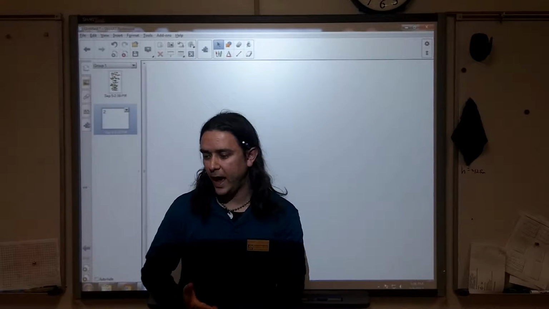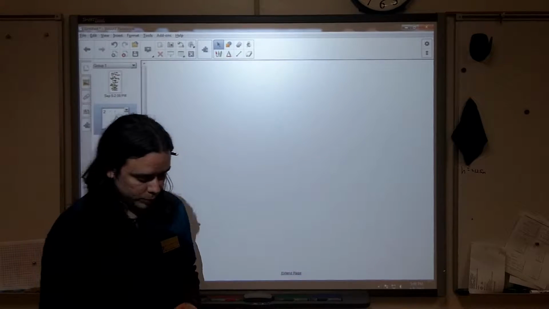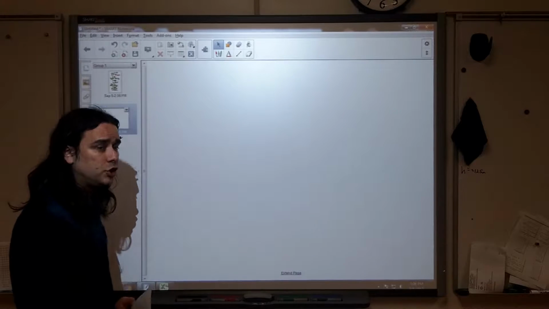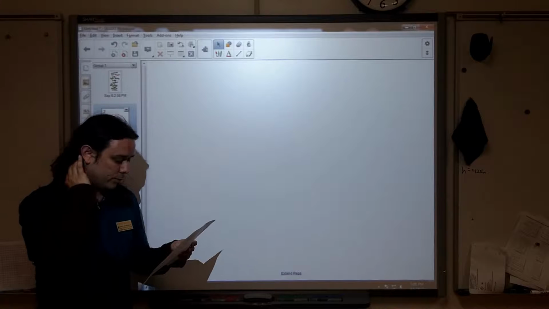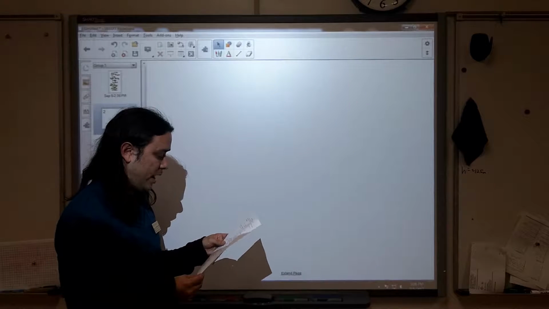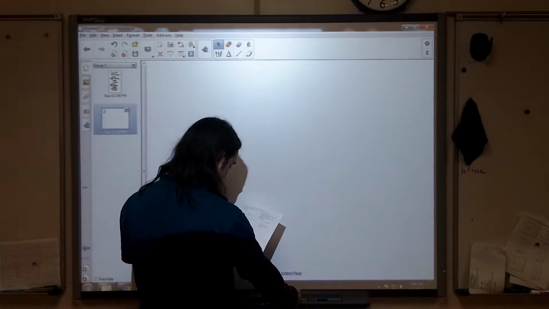Okay, so we're going to take a look at another problem. This one also deals with density, and this is a two-part problem. I find a ball bearing in my classroom. The mass of the ball bearing is 22 grams, and the radius is 1.9 centimeters.